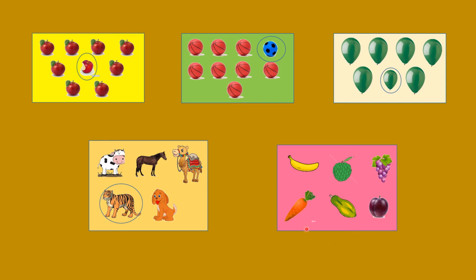Now this is a picture of fruits. But there is one picture that is not a fruit. Can you tell me which one it is? A carrot. A carrot is not a fruit, it is a vegetable. And that is why the carrot is the odd one out. So here in all the pictures we have circled the odd one out.